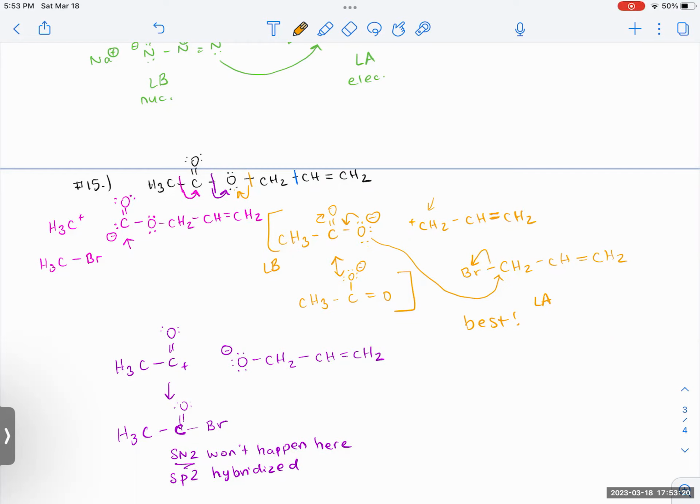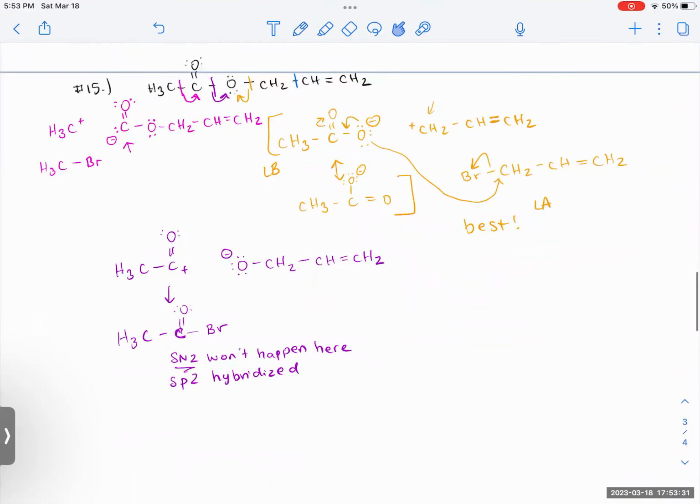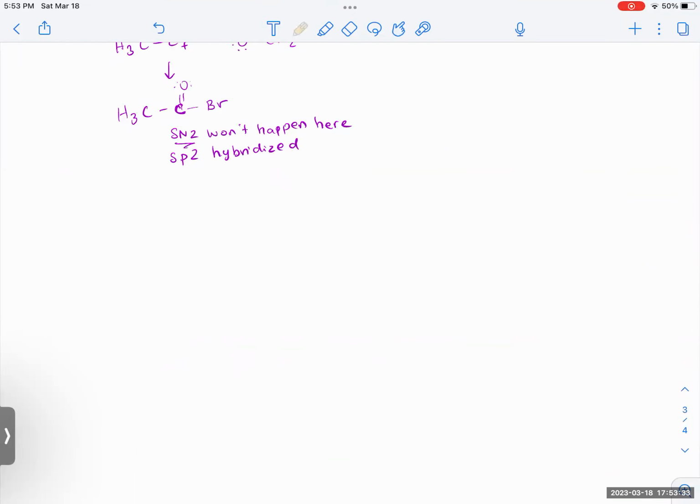So yeah, I think that's it for that section. Multi-step synthesis. Who's ready for multi-step synthesis? I love this section. This is definitely my favorite. Sorry. It's like a puzzle. Let's see.